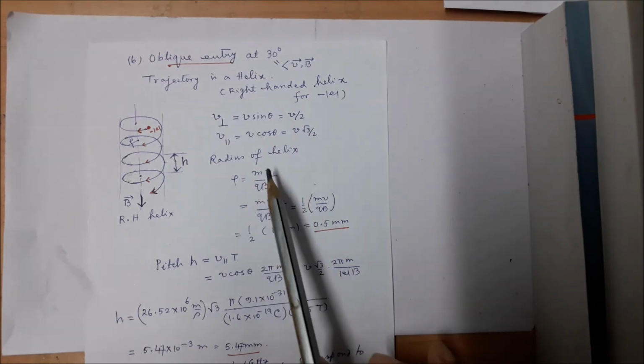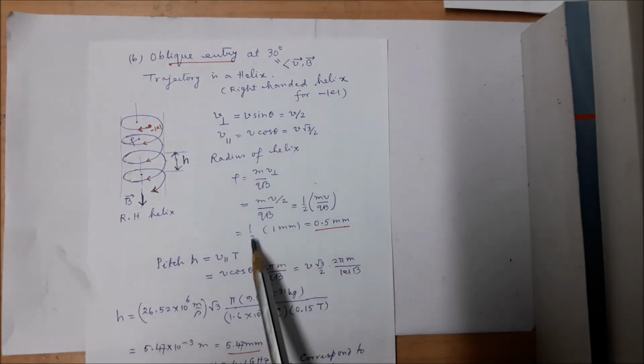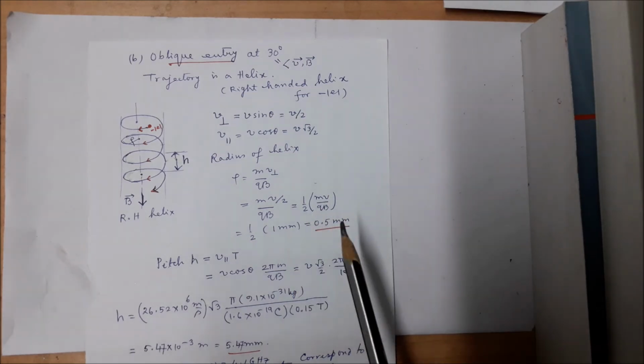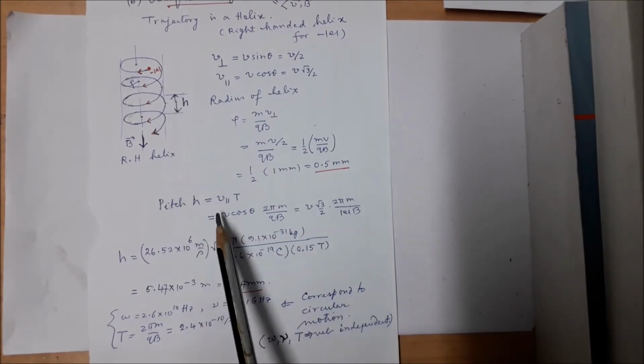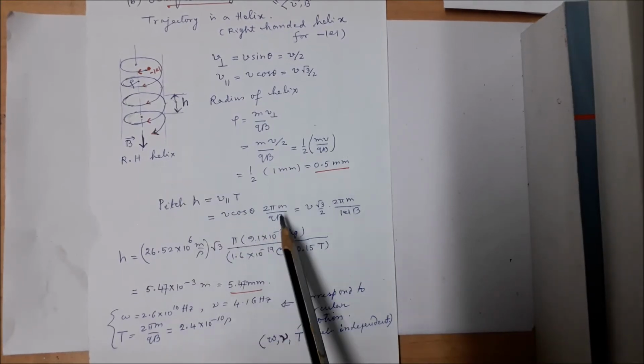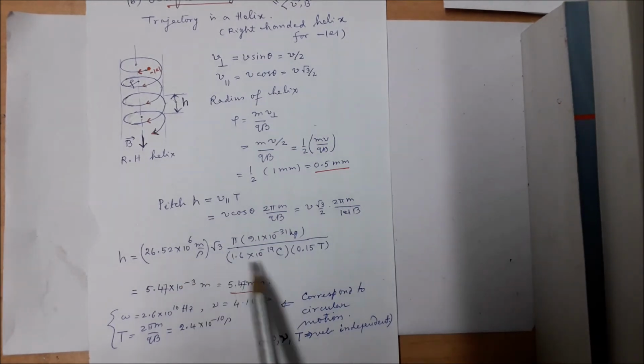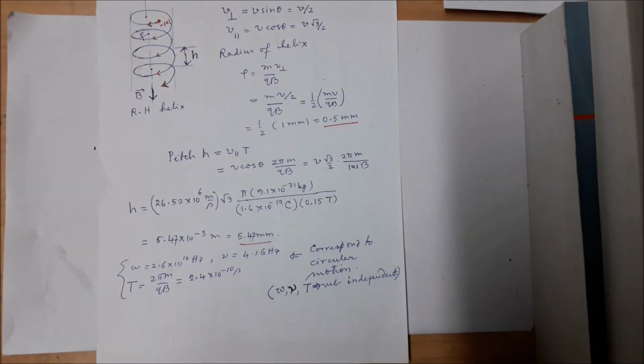So the radius of the helix will be half of the earlier value, that is, it is 0.5 millimeter. Have a check at the calculation. And the pitch will be V parallel into T, so V cos theta into time period, and if we put the values correctly, we end up with 5.47 millimeter. And it follows that the values of frequency and time period are velocity independent.